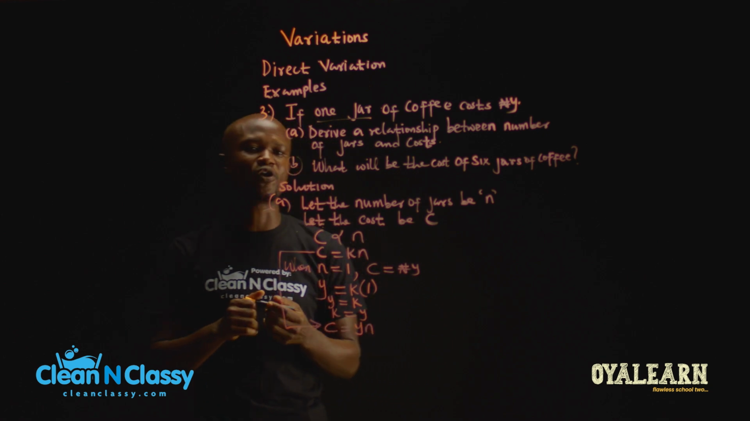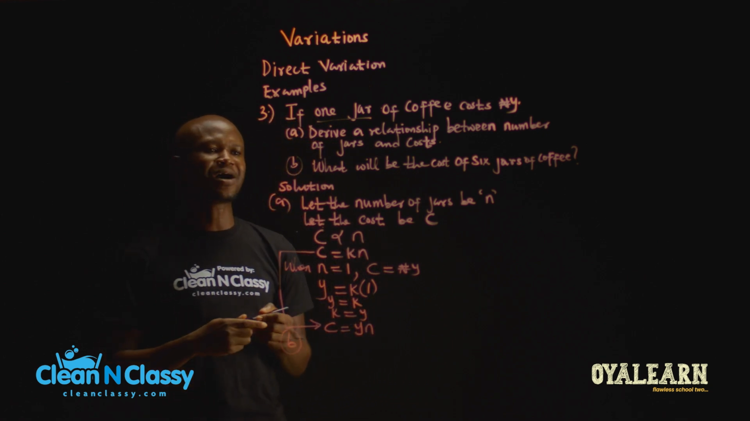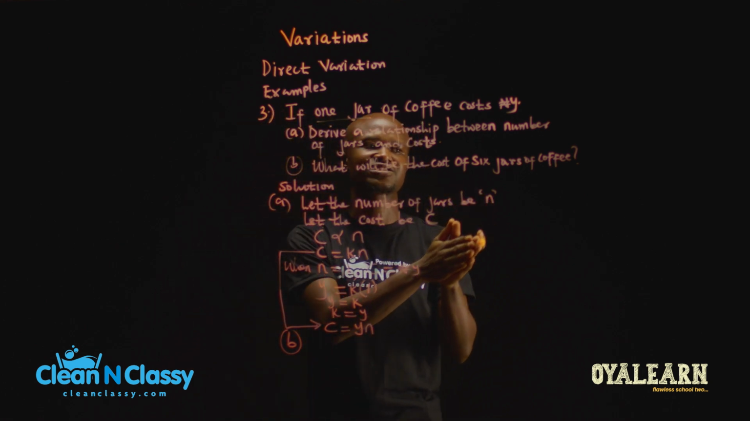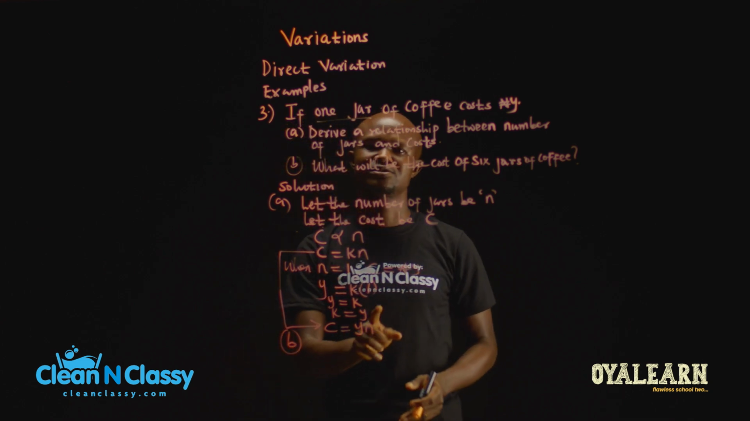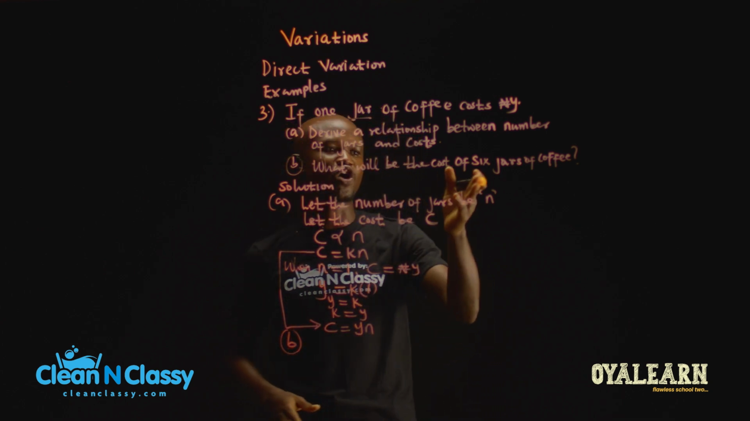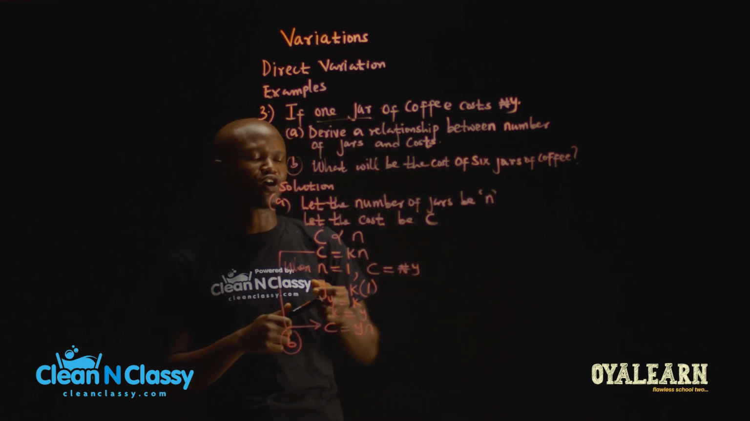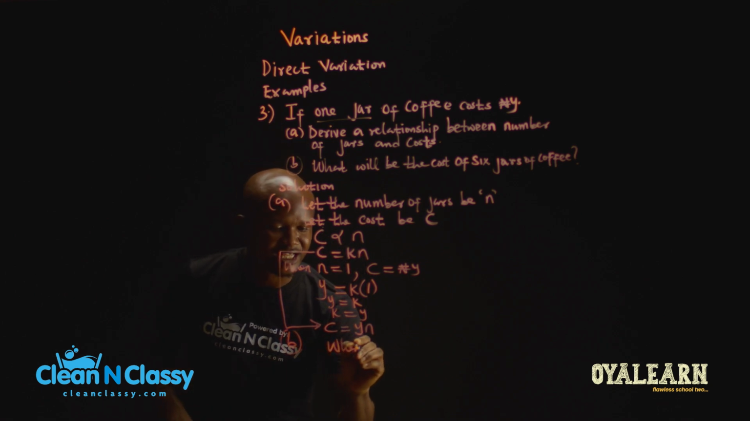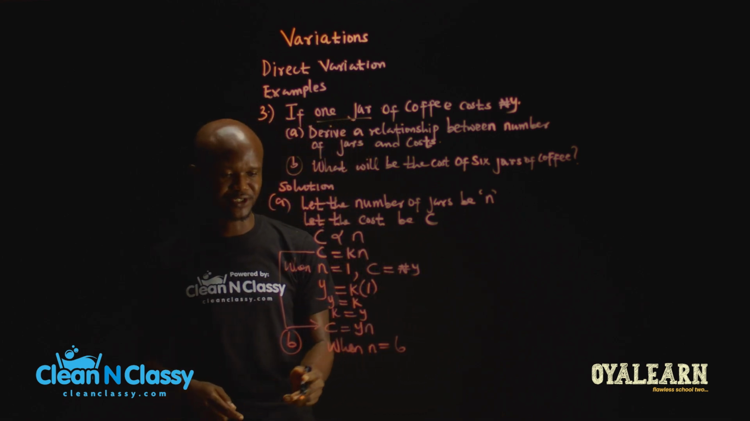Now let's look at the second part of the question. B. The second part of the question, what will be the cost of 6 jars of coffee? Now we are going to use the solution to the first part of the question to solve the second one. Now I want to know the cost of 6 jars of coffee. So that is when n equals 6. When n equals 6, what will be the cost of 6 jars of coffee?